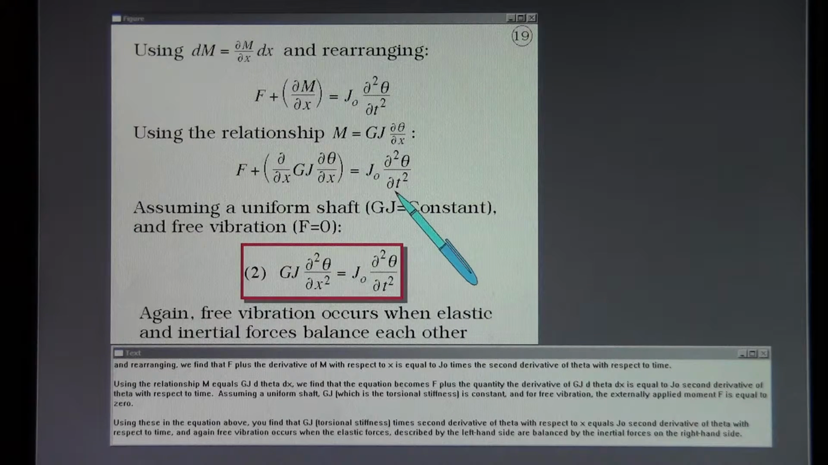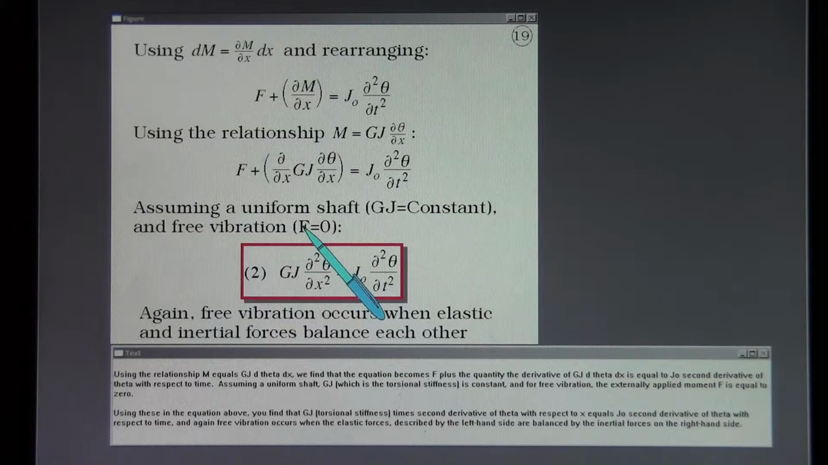Assuming a uniform shaft, GJ, which is the torsional stiffness, is constant, and for free vibration, the externally applied moment, f, is equal to 0. Using these in the equation above, we find that GJ, torsional stiffness, times the second derivative of theta with respect to x is equal to J naught times the second derivative of theta with respect to time. And again, free vibration occurs when the elastic forces, described by the left-hand side, are balanced by the inertial forces on the right-hand side.